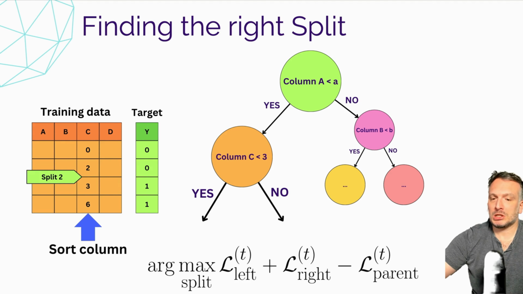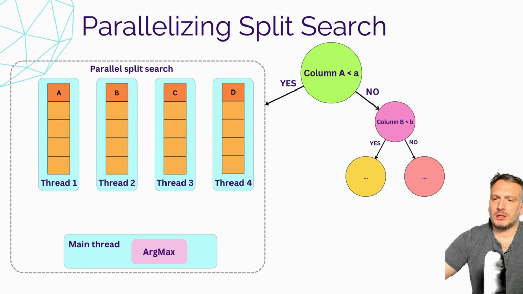And we choose a split that maximizes the difference between the loss function measured on the parent and the loss function measured on the children nodes. So when we look at gradient boosted trees, because it is an iterative process, we need to build each tree one after the other. So if we want to parallelize the algorithm, what we need to do is to parallelize the search of the split itself.